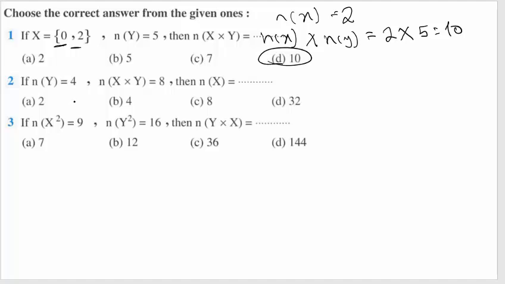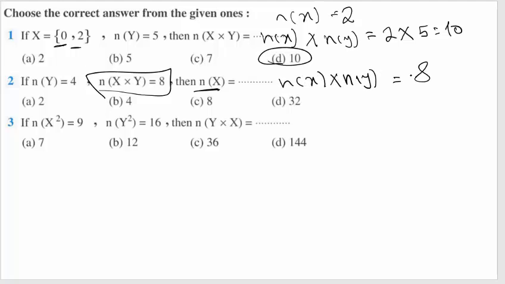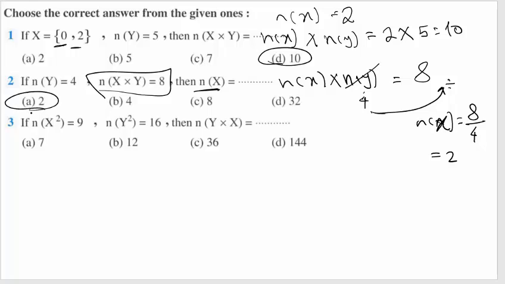Look at the next example. Number of elements of y equals 4. Number of elements of x product y equals 8. What about the number of elements of x? Here I will solve an equation. Take care. Number of elements of x product y means number of x multiplied by number of y equals 8. You said to me that number of y equals 4. What about number of x? I will put 4 here with the division sign. So the number of elements of x will be 8 divided by 4, which equals 2.